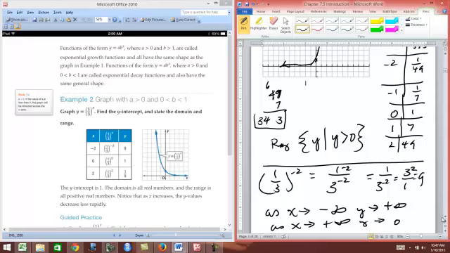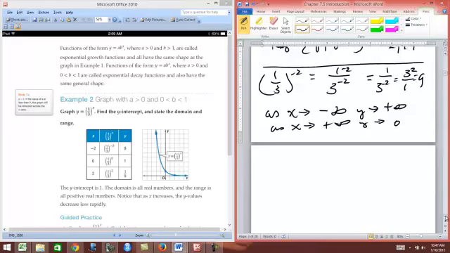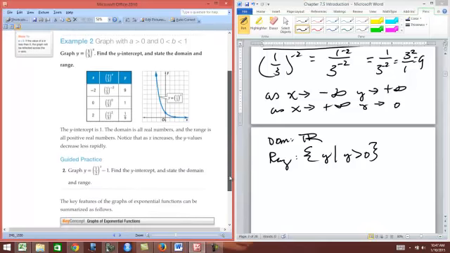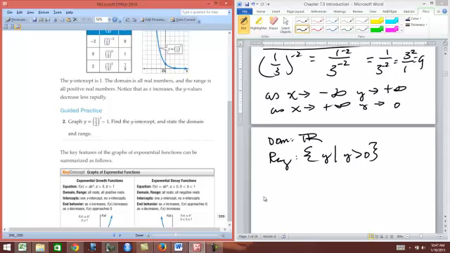That's when you have exponential decay. And the y-intercept is 1 because a is 1. Okay? And the domain and range are the same. No change. Domain is all real numbers, and the range is the set of all y such that y is greater than 0. Okay, that's that. Guided practice.